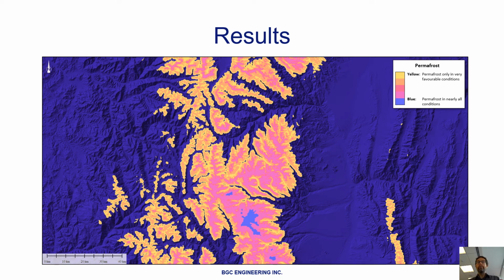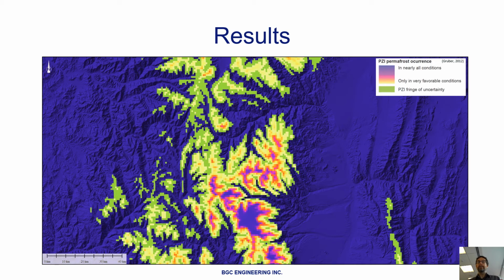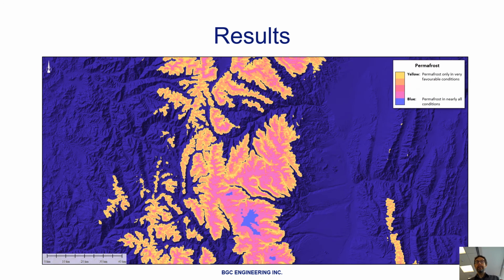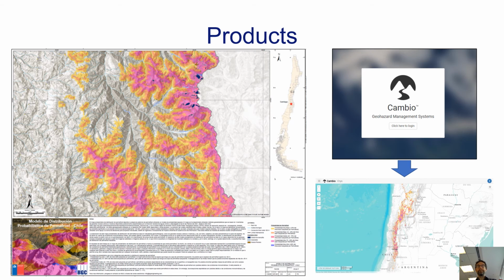So I'll toggle back here. Again, this would be the global model introduced by Stefan back in 2012. And here is our new model that shows a much higher resolution. But overall, I think it does do a really good job in covering where permafrost may be. So yellow is very low probability and blue is a very high probability.